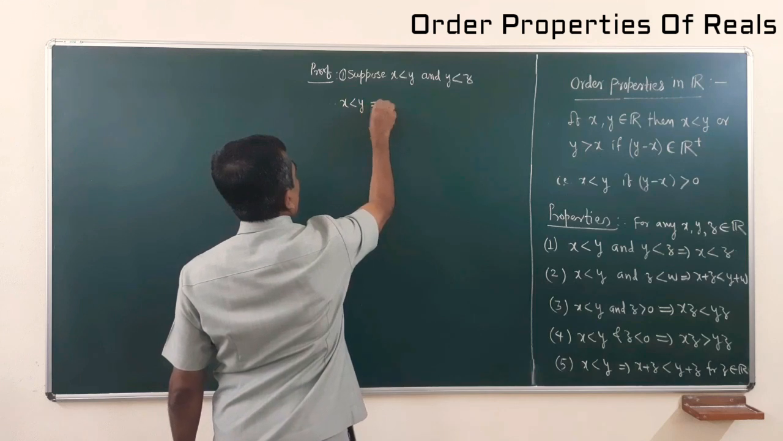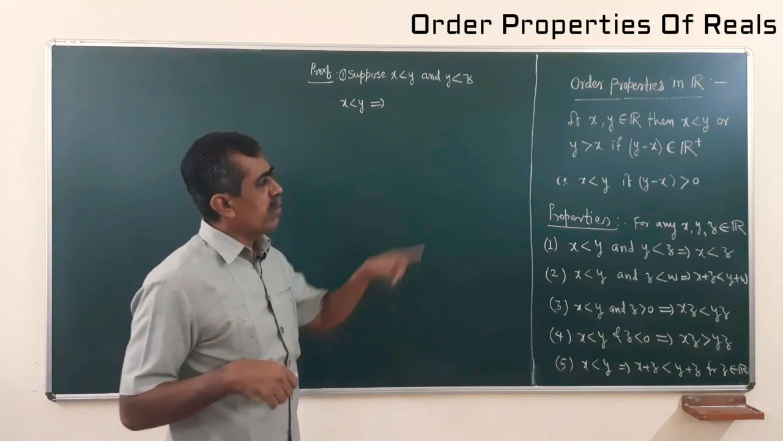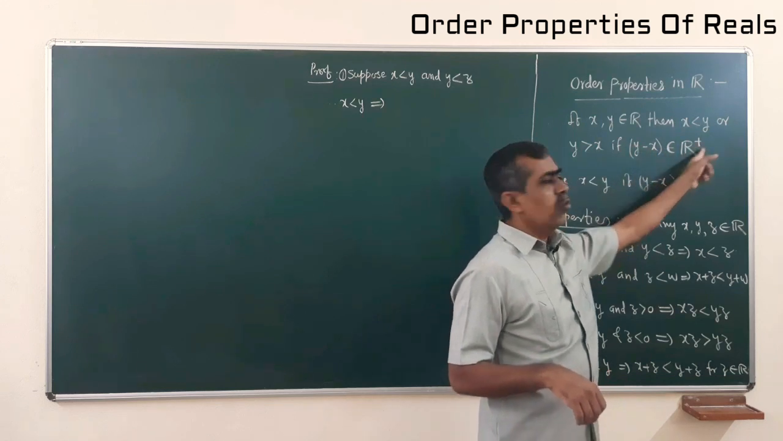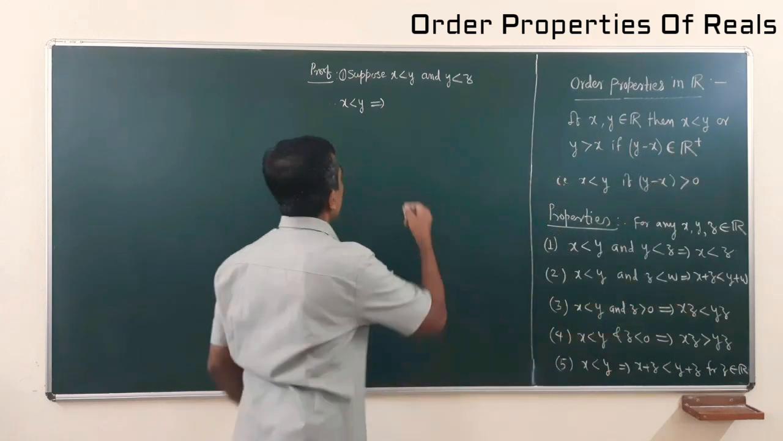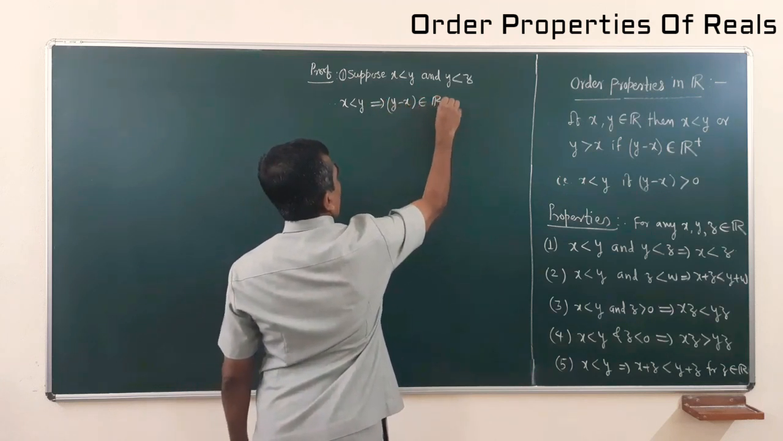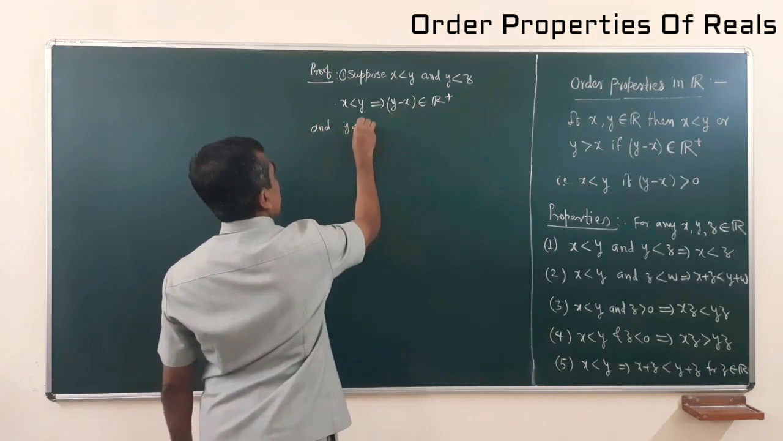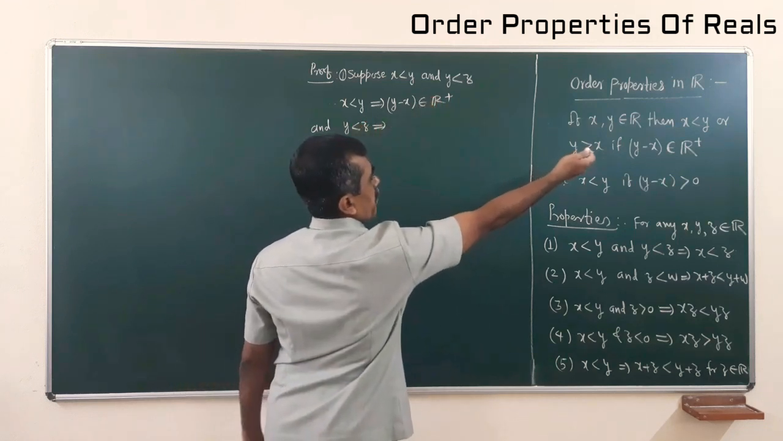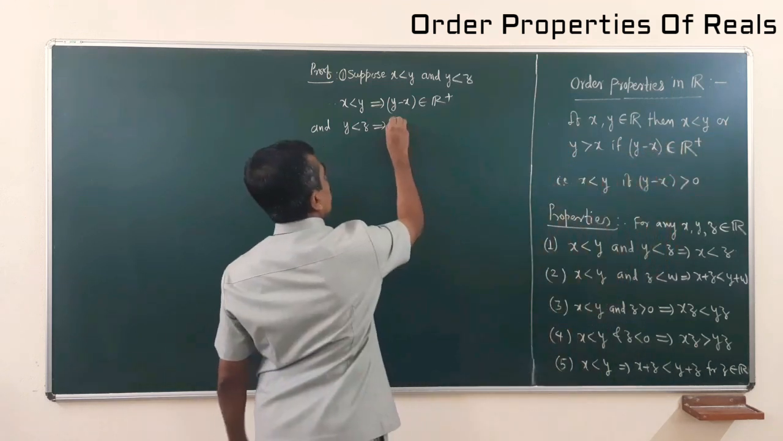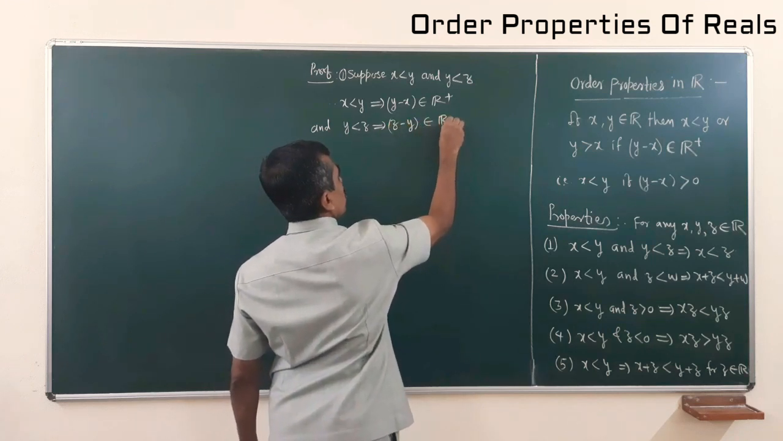Then x less than y implies, what do you know? You know only the definition, right? What is that definition? X less than y if y minus x belongs to R plus. Only that much we know. Y minus x belongs to R plus, and y less than z implies, again use the definition, z minus y must be positive. So z minus y belongs to R plus.